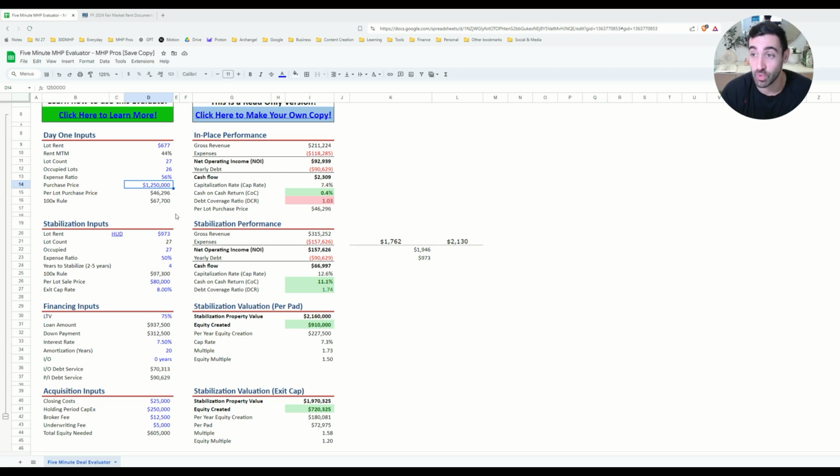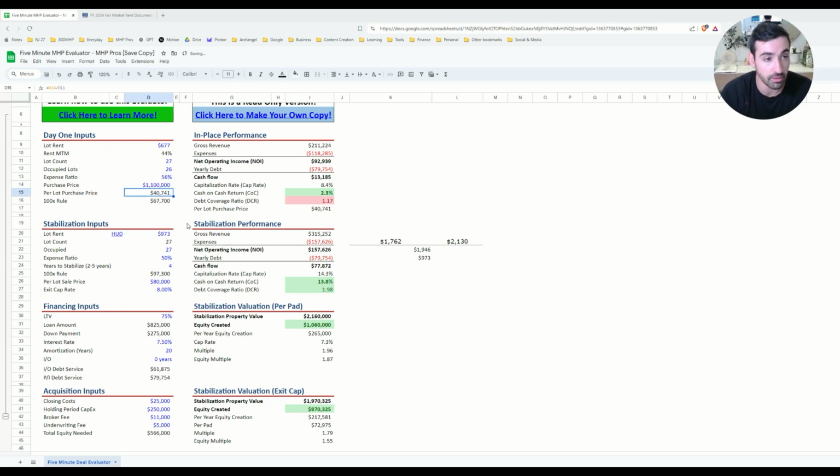And so here's where this gets fun, because now you can play around with these inputs and determine what you can pay for the park. So let's say we pay $1 million. Well, now our debt service coverage ratio goes into the green. Our cash on cash return is starting to look a little bit more attractive. This is starting to look a little bit more attractive to the bank, and now we may be able to push this through. So how high can we go before this breaks?